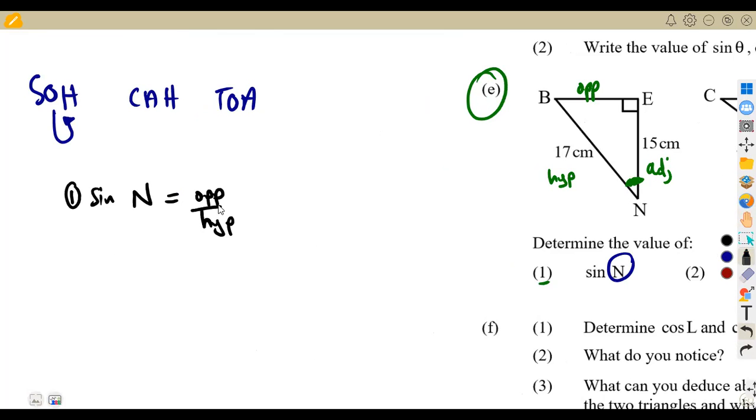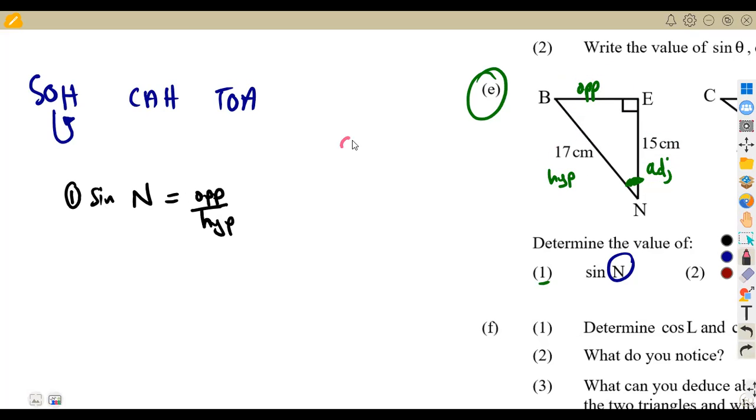But as we can see on our diagram here, we are now limited because we do not have the value of the opposite, which is BE. That's where the Pythagoras theorem plays a role to calculate the sides. You are no longer focusing on any angle that you're given. You are just focusing on the two sides given. How can I calculate the third side?